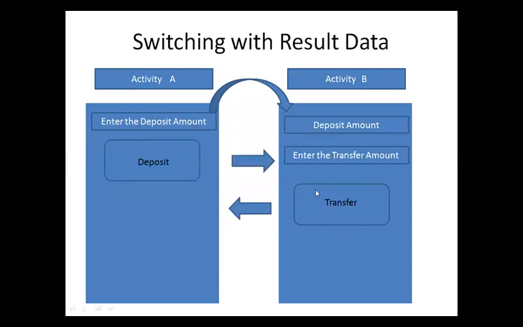And switching with result data means I enter a deposit amount of 10,000 rupees. When I click on the deposit button, whatever amount you enter is displayed in the second activity. In the second activity, we have one more edit text called transfer amount. If I enter the transfer amount as 5,000 and click transfer, then 10,000 minus 5,000 is 5,000. The 5,000 amount goes back to the first activity, and in place of 10,000 we replace it with 5,000. The result is displayed over here. That is switching with result data. Clear, guys?